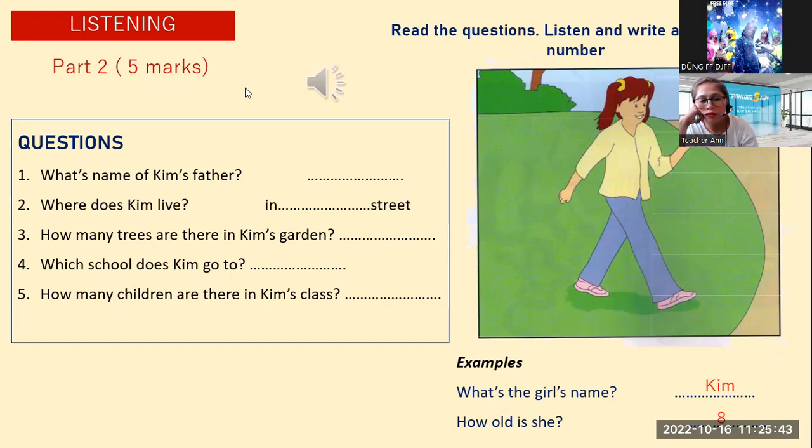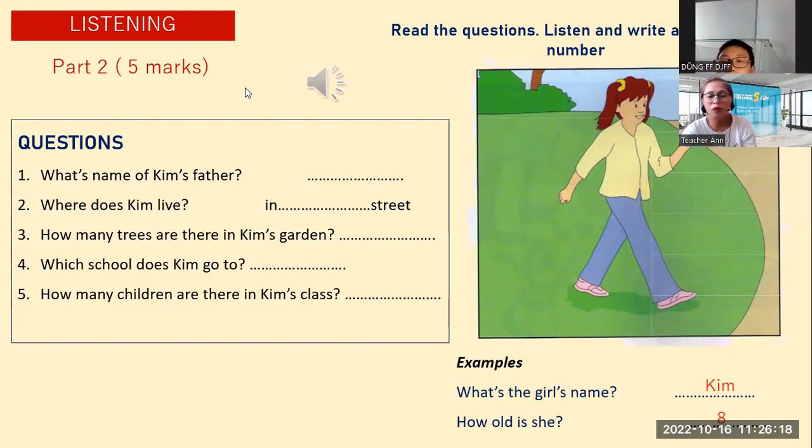1. Who do you live with, Kim? I live with my mum and my dad. And what's your dad's name? His name's Tony. Is that T-O-N-Y? Yes, that's right. Two. Where do you and your family live? We live in a house in Bath Street. I don't know that street. How do you spell it? B-A-T-H. Oh, thank you.